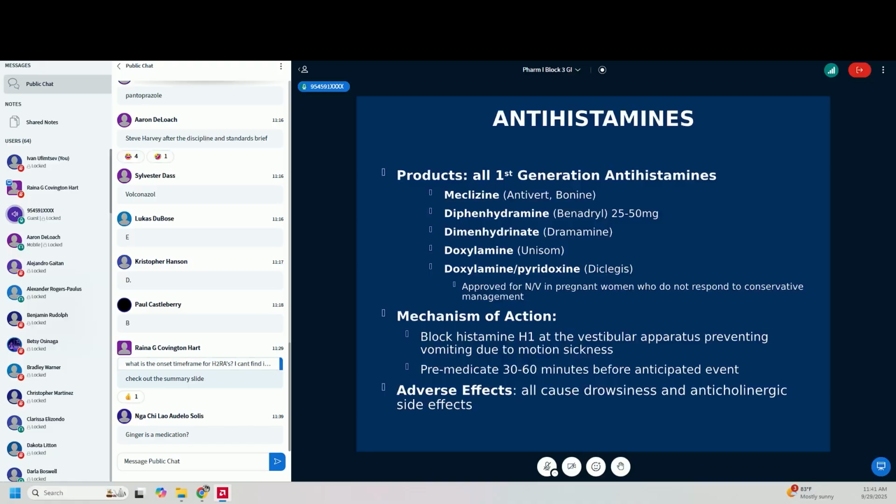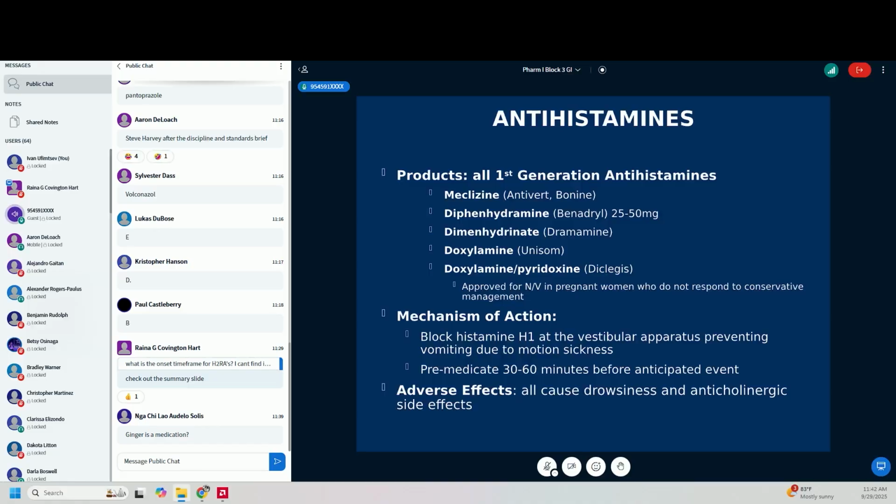We specifically use that Diclegis for our pregnant women who have very severe nausea and vomiting that doesn't respond to our ginger and all of our other medications, like some of the antihistamines and the promethazine. You'll sometimes see where we try to get that Diclegis. And if you can't get the one that is combined in one pill, you can just prescribe them the doxylamine and the pyridoxine and have them take them together.